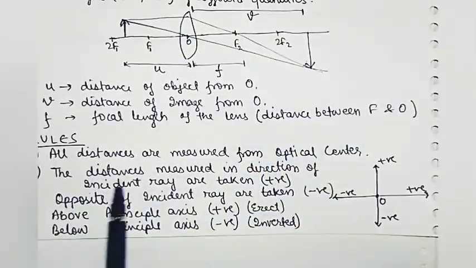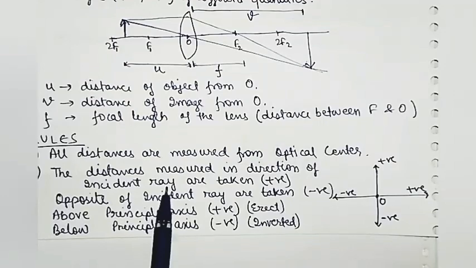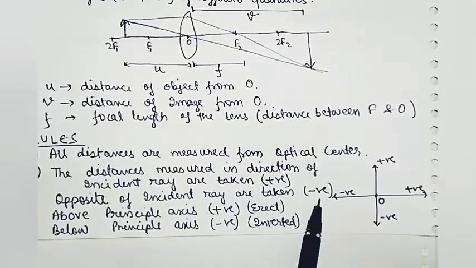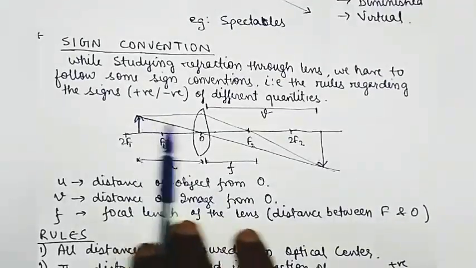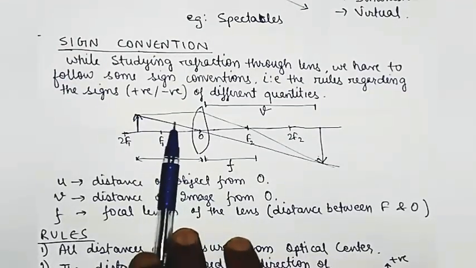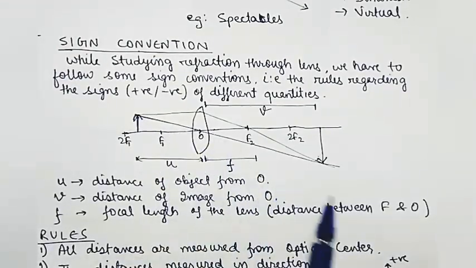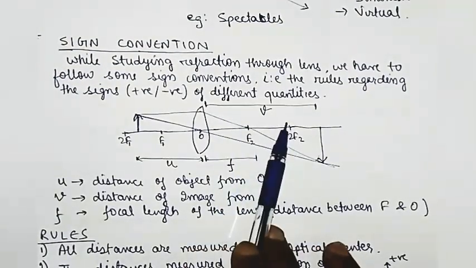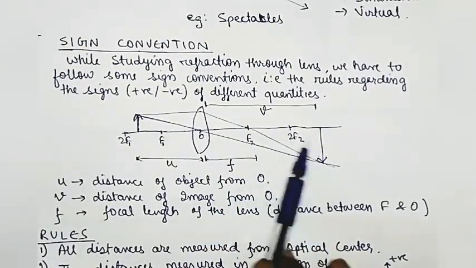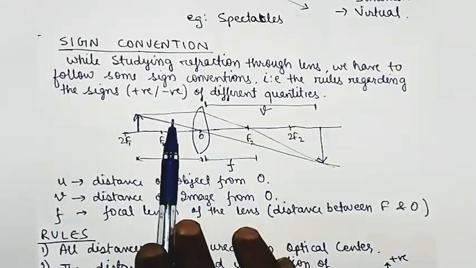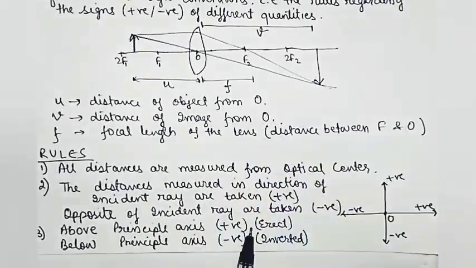Second rule: the distances measured in the direction of the incident ray are taken as positive, and those opposite to the incident ray are taken as negative. Means where the object is placed and where the incident ray is coming from, that side, that direction or that length is taken as positive. And when the distances, like in the case of the object and image, are opposite to the incident ray, they will be taken as negative.